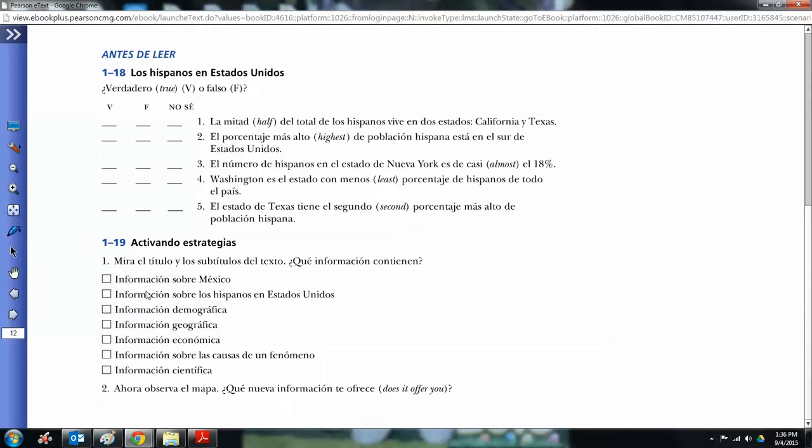Is it información sobre México? Is it información sobre los hispanos en Estados Unidos? Is it información demográfica? Información geográfica? Is it información económica? Is it información sobre las causas de un fenómeno? Is it información científica? So these are questions that you can ask yourself before you even start reading, so you put your mind in the right frame, so that you're better able to understand what you're reading in your second language. And this also helps you to see what you already know, so that you're better prepared for what you're going to be reading.